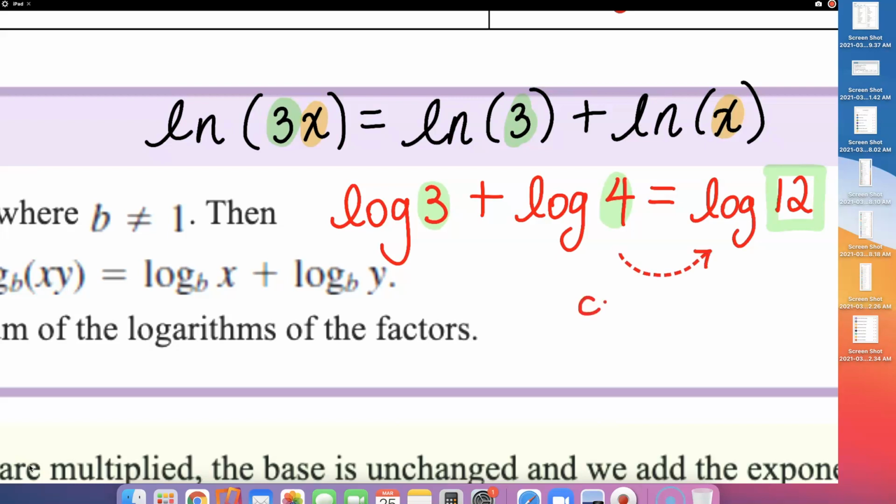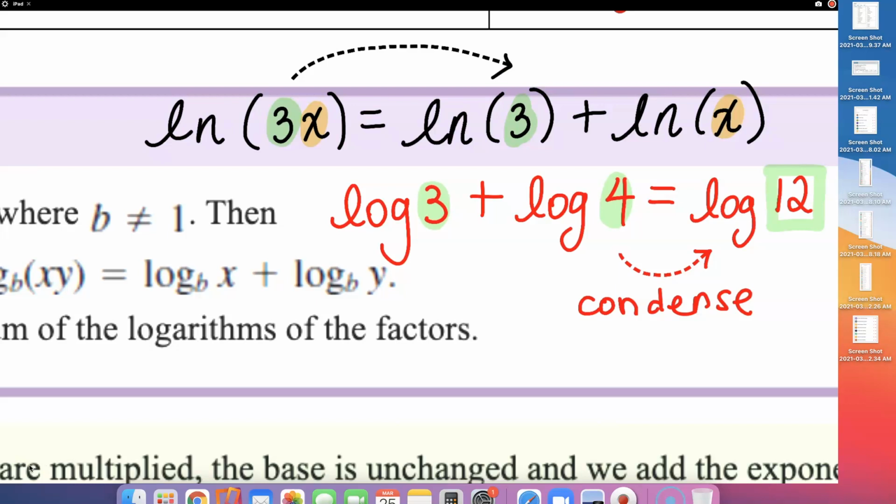This is called condensing. If the direction is asking you to condense, you're trying to make this into a single logarithm. So you multiply the arguments and write this as a single logarithmic expression. But what is the point of what I did up here? Why would you break down a perfectly fine-looking single log expression into a sum of 2 separate logs?